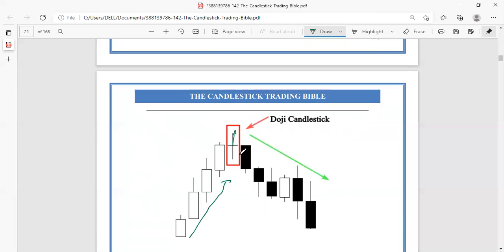The market once moved up and also once moved down. But later on, it came back to the initial price. So this helps us to see that the market is also reversing.